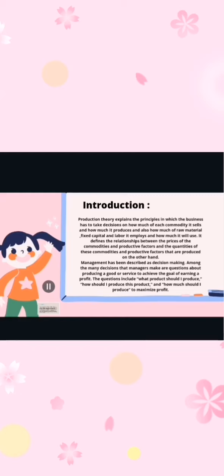Management has been described as decision making. Among the many decisions that managers make are questions about producing a good or service to achieve the goal of earning a profit. The questions include: what product should I produce? How should I produce this product? And how much should I produce to maximize profit?